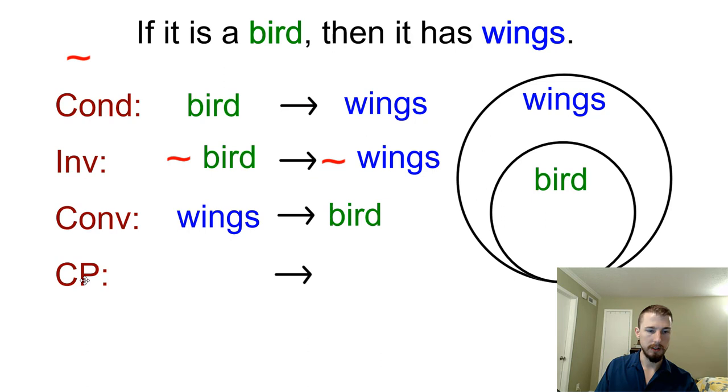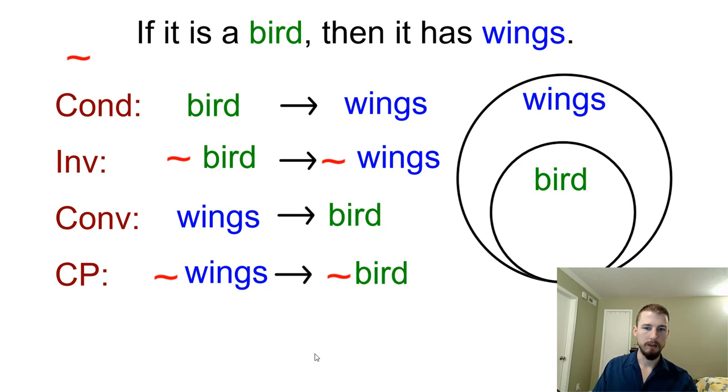And the contrapositive, or CP if I abbreviate it, we're going to do both the converse and the inverse, so we switch the order and we negate them. So I'm going to go ahead and move my negation symbols here for the tildes. So if it does not have wings, then it is not a bird. Now the last thing I want to do is evaluate with the truth value. So are these statements true?